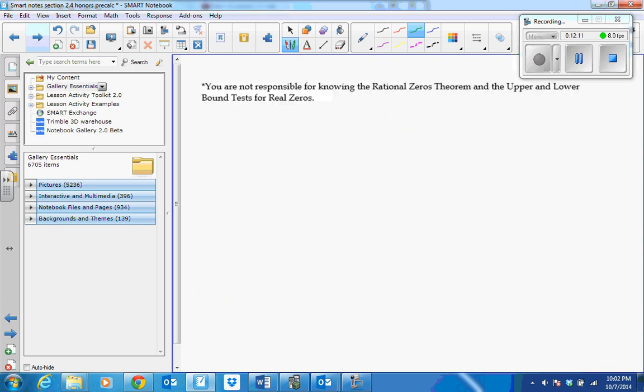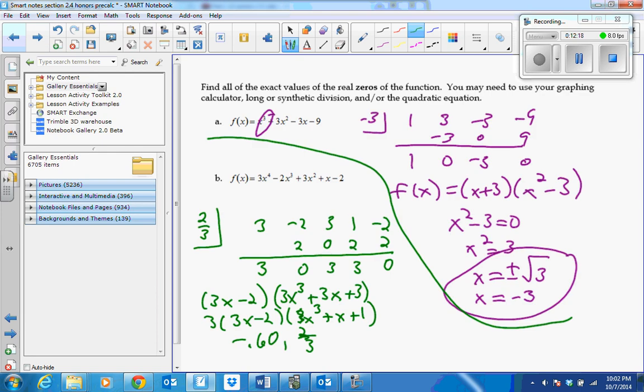Now the good thing is you are not responsible for knowing the rational zeros theorem and the upper and lower bound tests for real zeros. So last year what we made you do is you had to look at the first term and the last term and come up with all possible rational roots by looking at all these factors. So for this part A you would have had to use plus or minus 1, plus or minus 3, plus or minus 9, and test all of those using synthetic division until you found one. This year we're going to focus on using your calculators to at least help you get started. But you do need to know how to do synthetic division and you do need to know how to do long division.